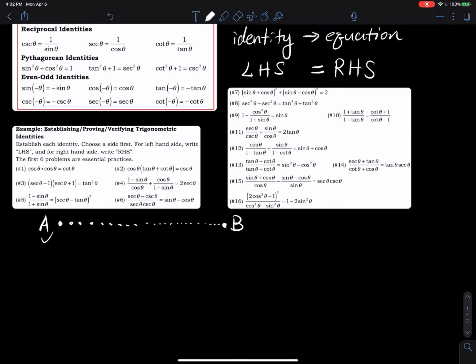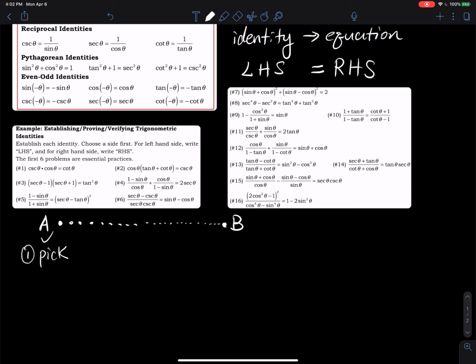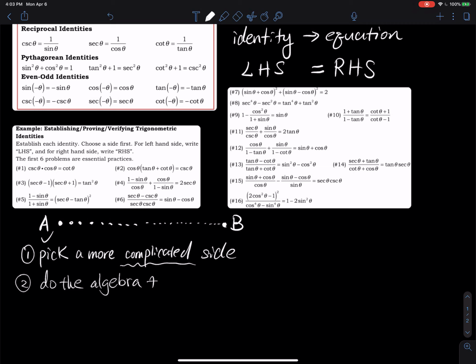So we have two rules. Number one is you pick a side, or you pick the more complicated side. Why do we have to pick the more complicated side? Because if you pick a side that is too simple, there is nothing you can do. We will get to that in a minute. Number two is do the algebra to reach the other side.